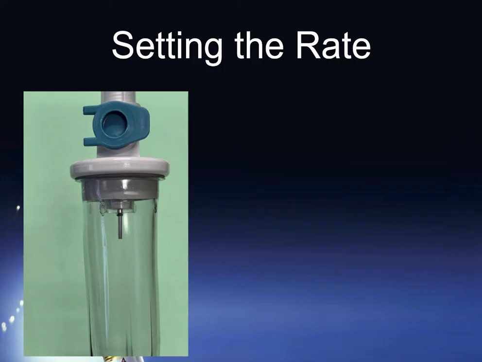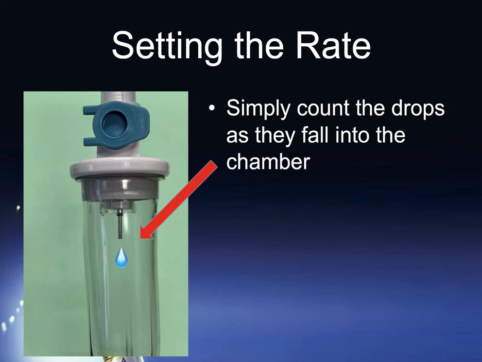Now, the way we set the rate is by counting. You need to have a watch with a second hand or a watch with something that counts seconds, because what you're doing is counting drips as they fall into that chamber next to you. If you can count 1 drop per second, you're delivering 60 drops per minute.